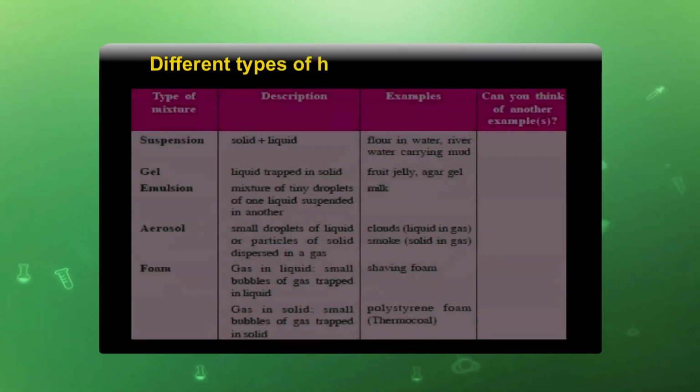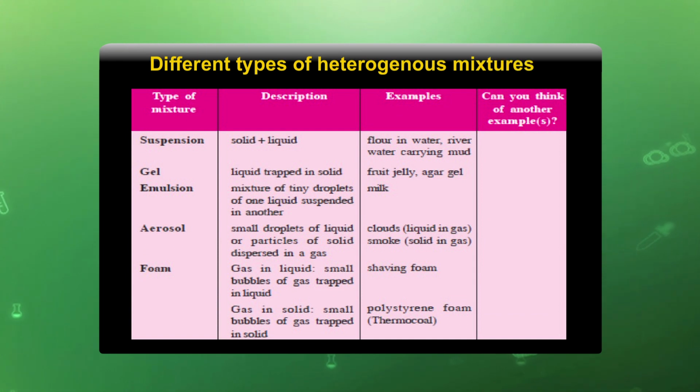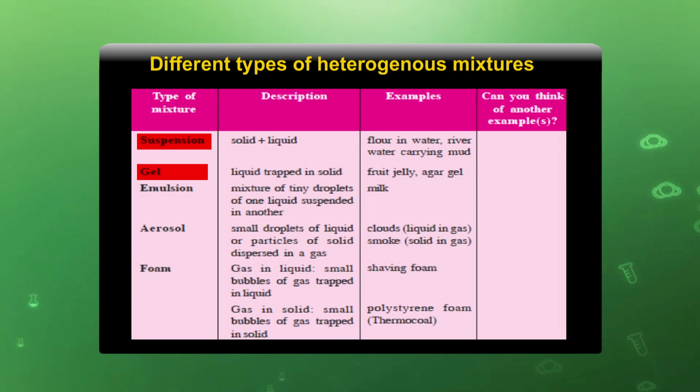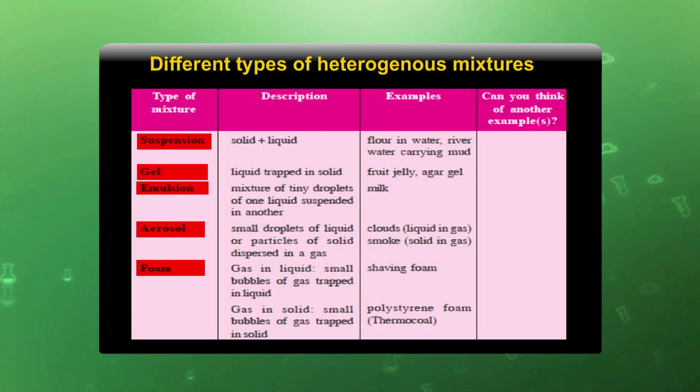This table indicates the different types of heterogeneous mixtures, and most of these examples are related to our everyday life. For example, suspension, gel, emulsion, aerosol and foam are the different examples of heterogeneous mixtures.